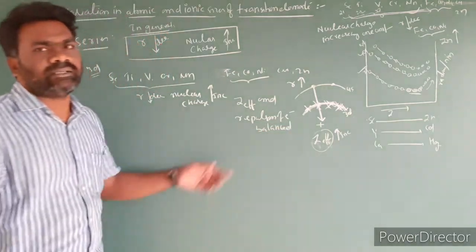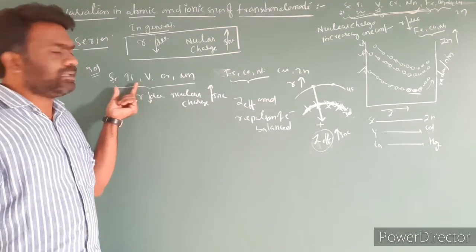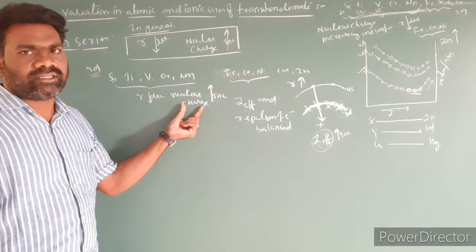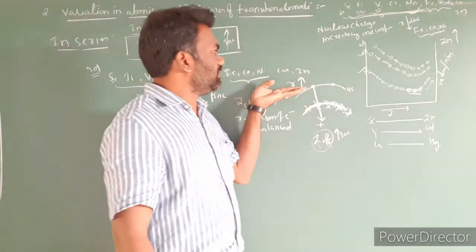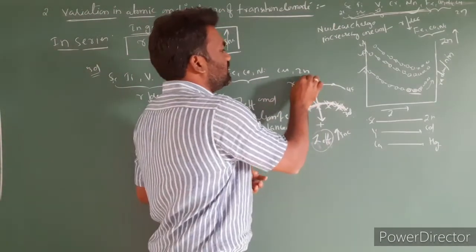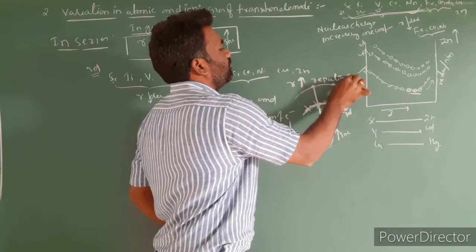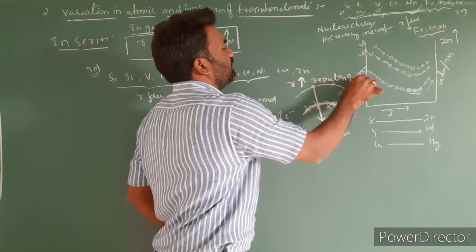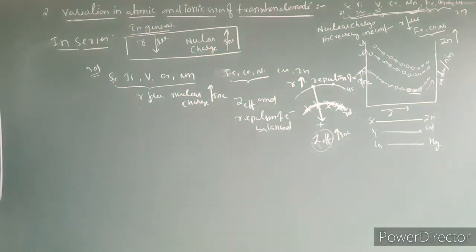Repulsion of electrons is balanced. Here, the effective nuclear charge Z is greater than the repulsion of electrons, so the size decreases. Here it is balanced. Here the size increases because the repulsion of electrons increases. This is the first case.